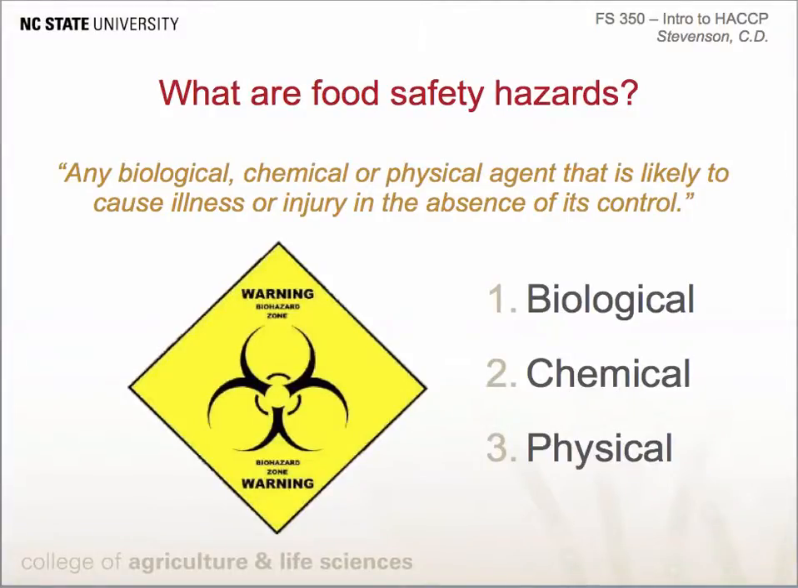Let us begin this lesson by defining food safety hazards as any biological, chemical, or physical agent that is likely to cause illness or injury in the absence of its control. These types of agents, biological, chemical, and physical, serve as the main categories used to differentiate hazards in a HACCP plan. Let's discuss them one by one.